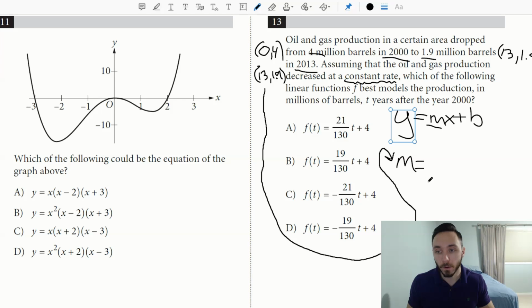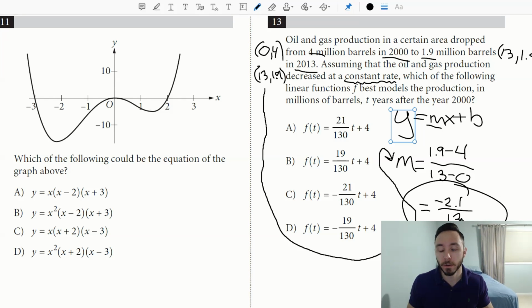I know my slope equation is change in y over change in x. We'll do the top one first. It's going to be 1.9 minus 4, all over 13 minus 0. And this makes sense. You're going to get a negative number up top, and that's because it's going down. So 1.9 minus 4 is negative 2.1, and then down below, 13 minus 0 is just 13. So this is my slope. I know that my head's cutting off the 13 down there.